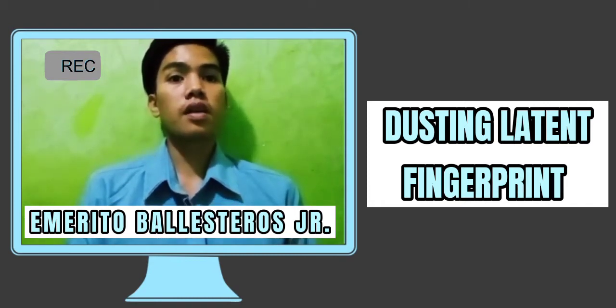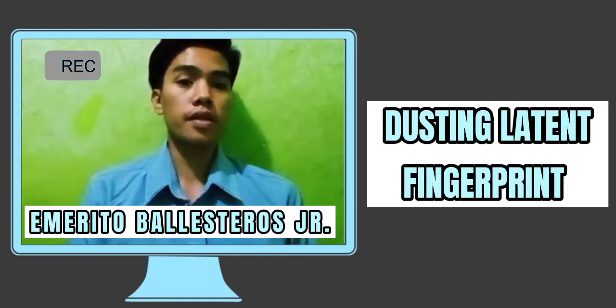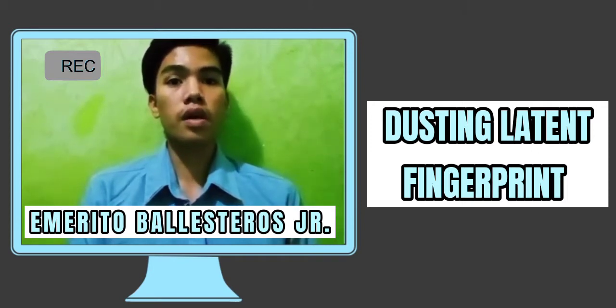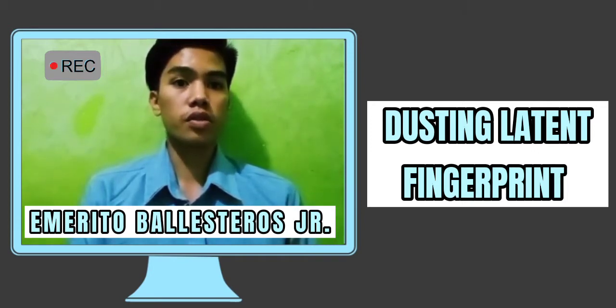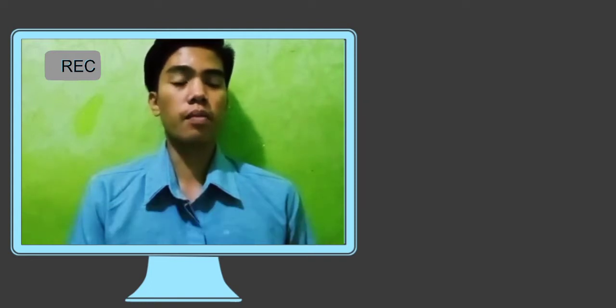Gumamit daw po ng isang camel hair brush hanggat maaari para sa pinaka-ibabaw. Kapag ang pagkakuha ng larawan ay nakabuo ng nakatagong print, itala ang kulay ng pulbos na ginamit, ang kulay ng ibabaw at lokasyon ng print. Ilagay ang iyong pagkakakilanlan, petsa at numero ng kaso sa likod ng litrato at isubmit ito sa crime laboratory.